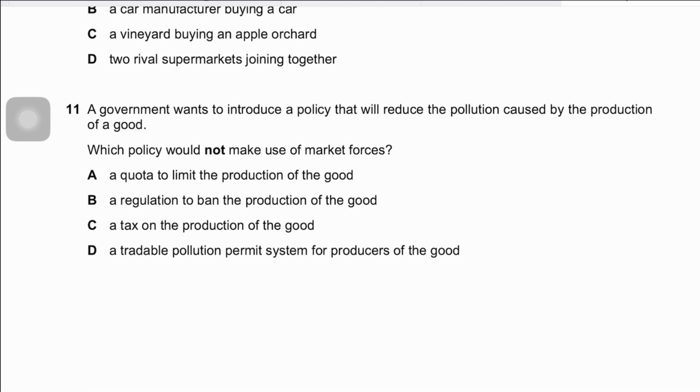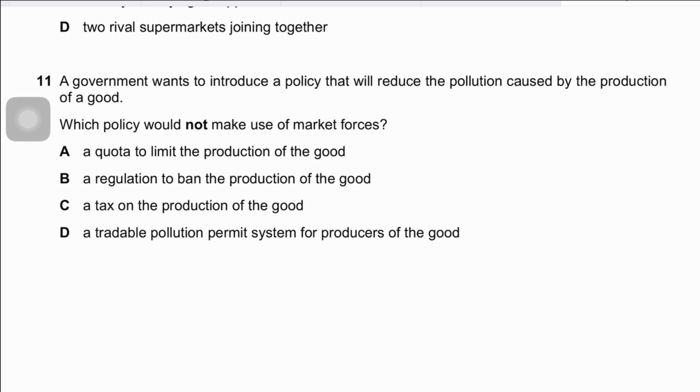The next question, number 11, says the government wants to introduce a policy that will reduce the pollution caused by production of a good. Which policy would not make use of market forces? Now, if you look at option A, a quota to limit the production. A quota would limit the quantity of a good that is produced, right? And it will also influence the market forces because it is going to limit the supply, which will ultimately affect prices and how the market behaves, right? And so this is the incorrect answer.